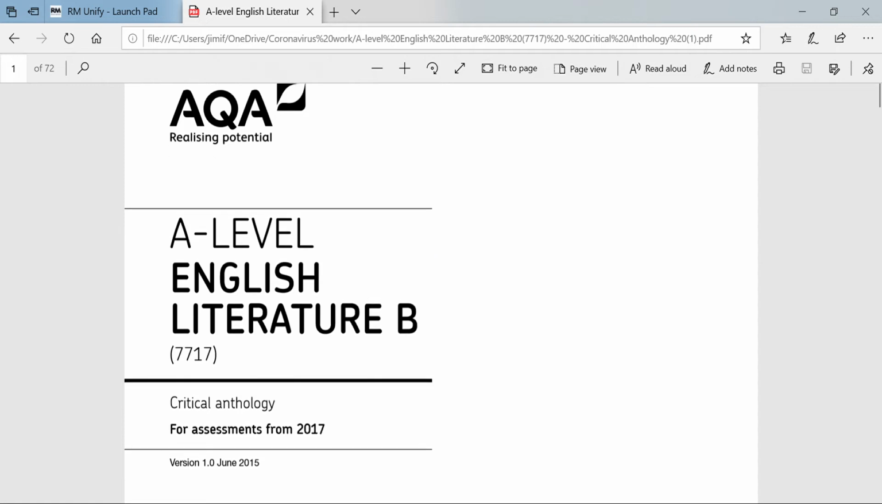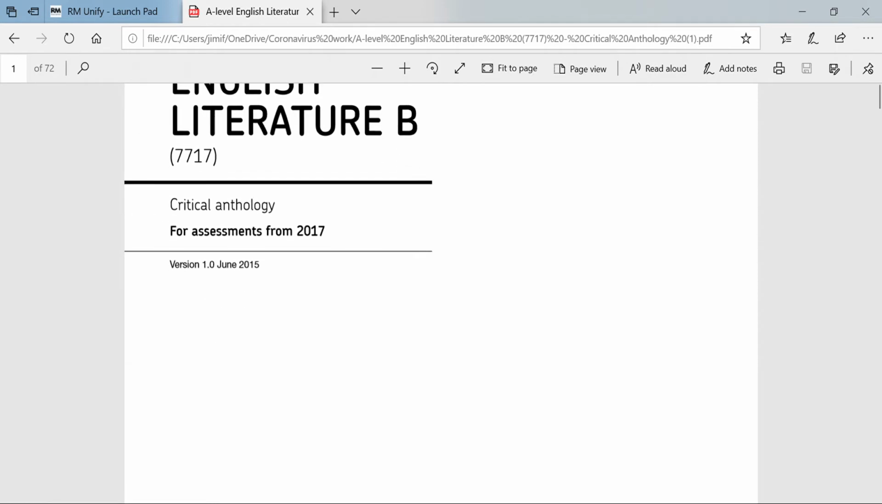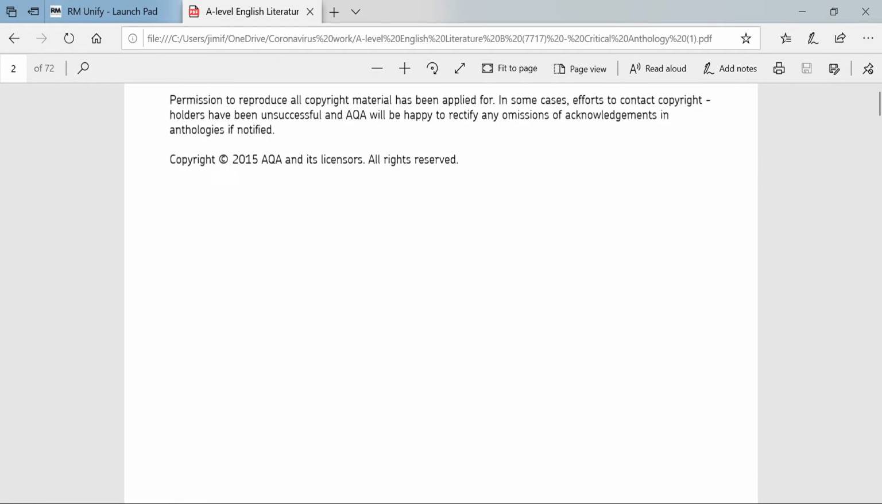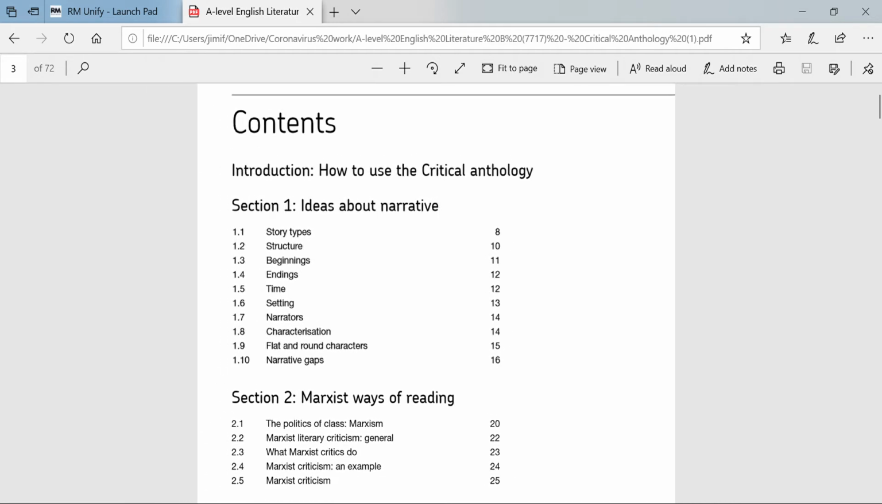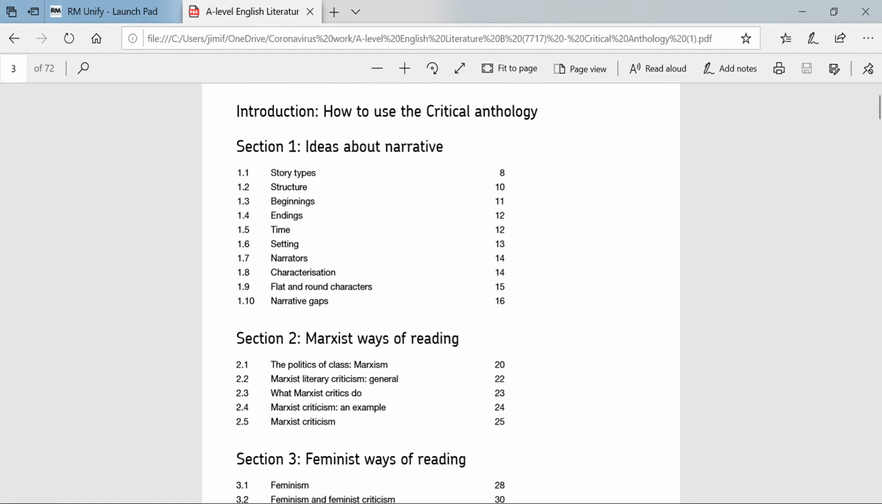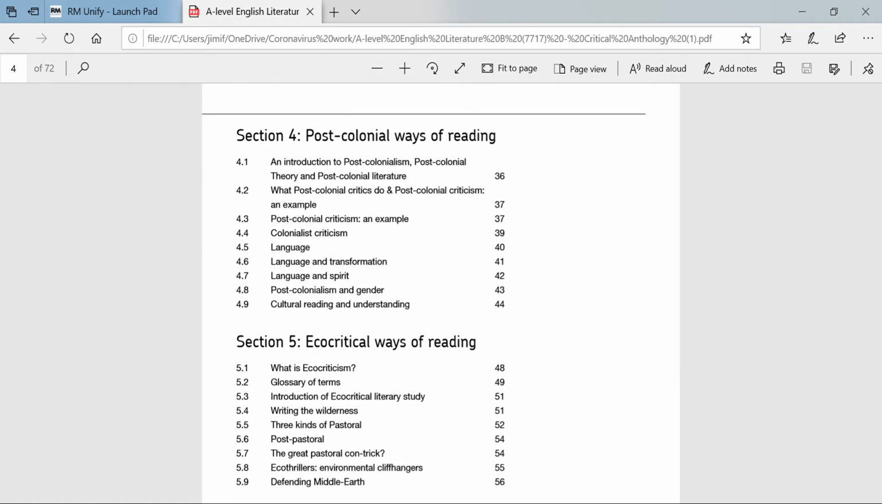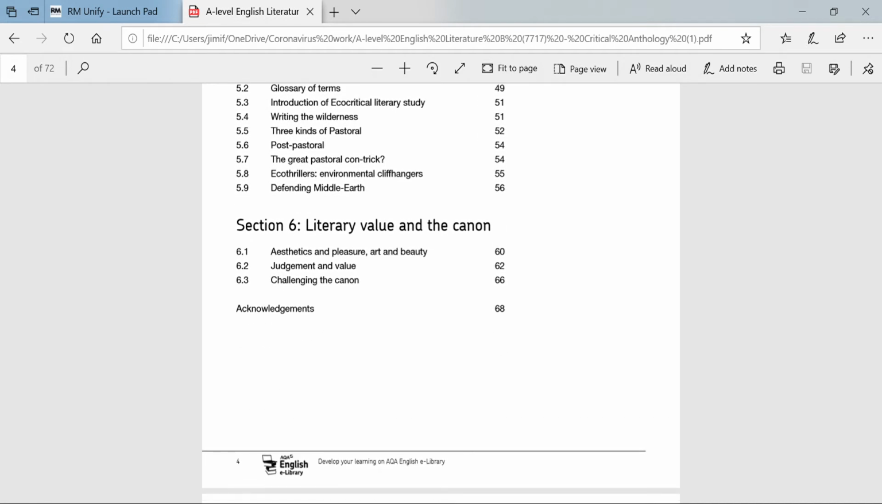It's the Critical Anthology for English Literature B, and let's talk through it really. There are 6 different aspects that you are to read. The first one, as it says, is narrative. The second one is Marxism. Third, feminism. Fourth, post-colonial ways of reading a text. Fifth, eco-critical. And then the sixth, the literary value in the canon.